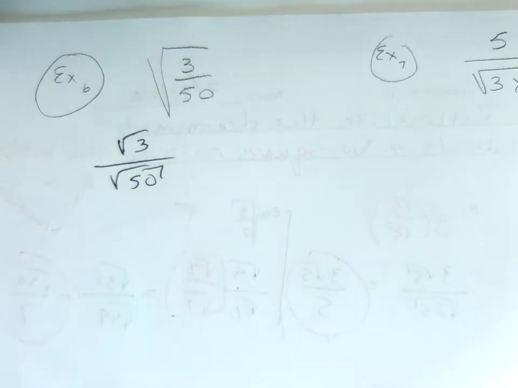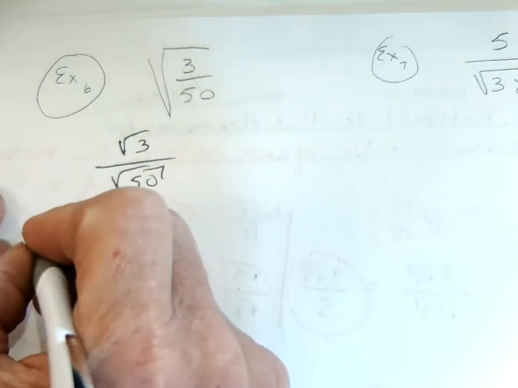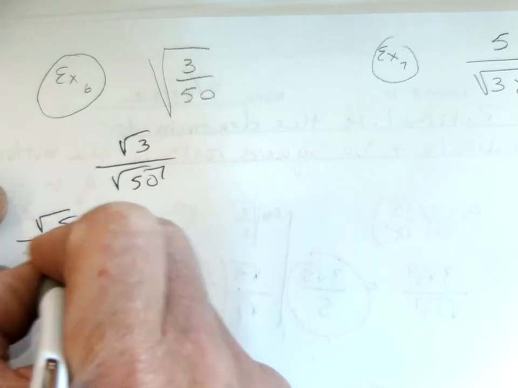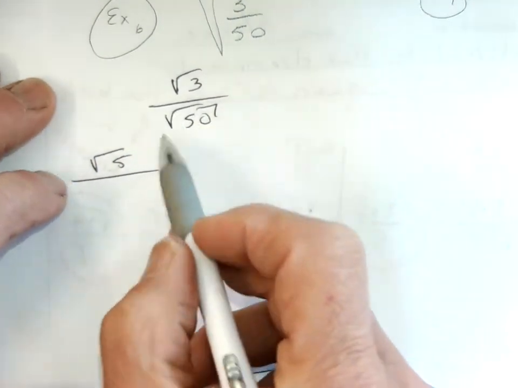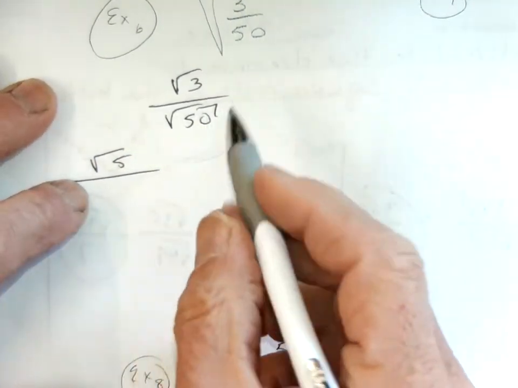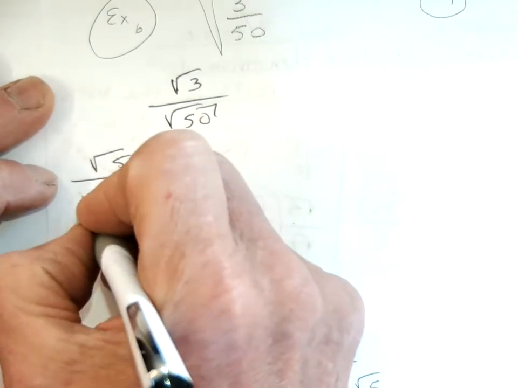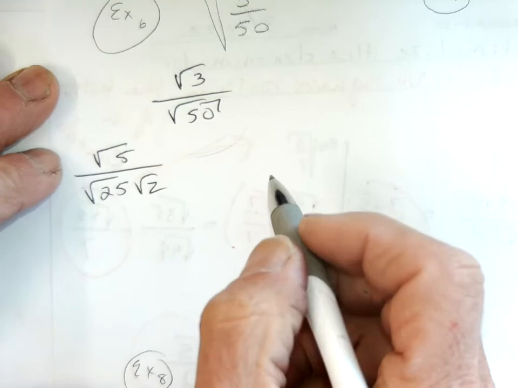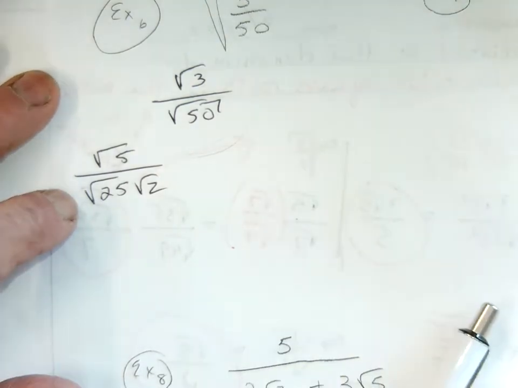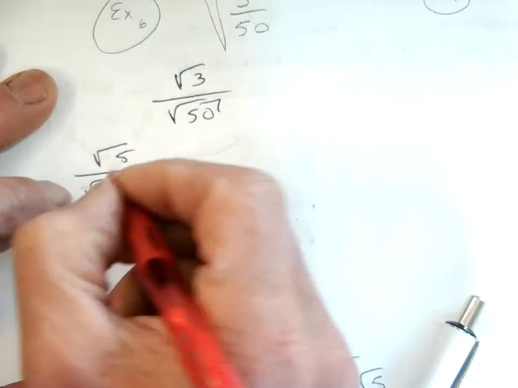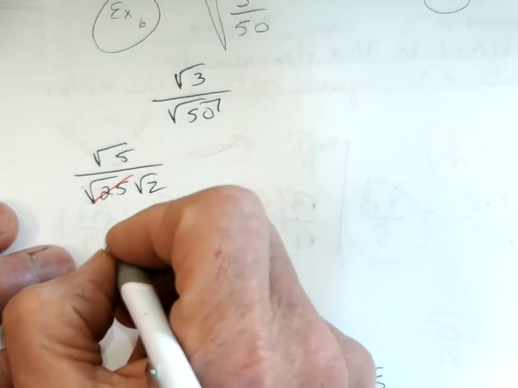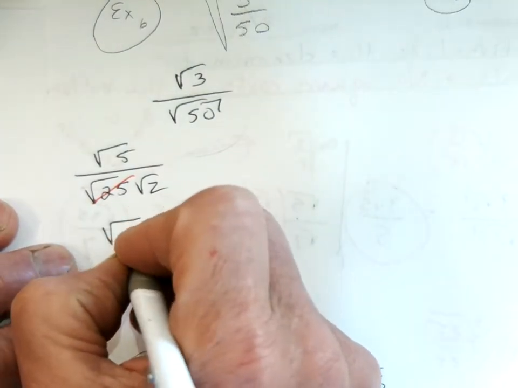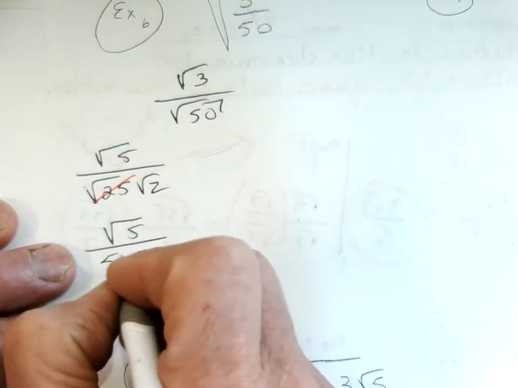So I'm going to make the problem smaller because I know that 50 can be broken up under the square root. What two numbers would be nice for 50? 25 and 2, right? And I know the square root of 25 is 5, so I've just made the problem smaller. So I've got the square root of 3 over 5 square root of 2.